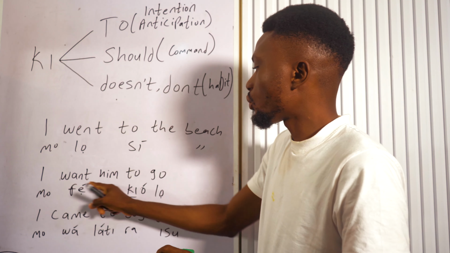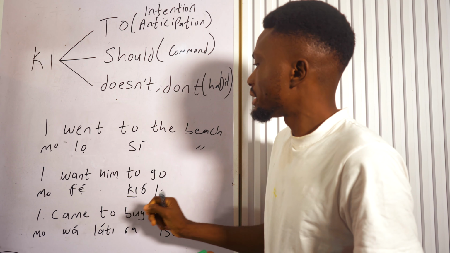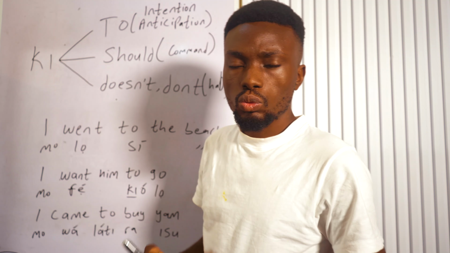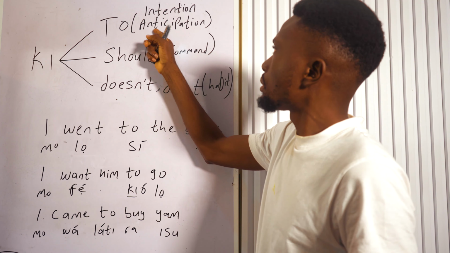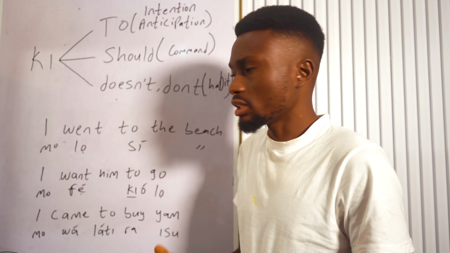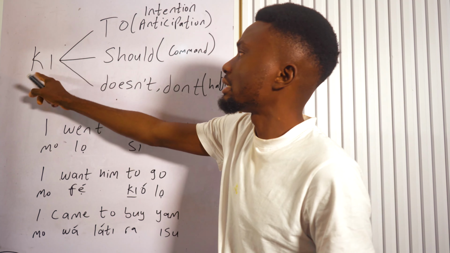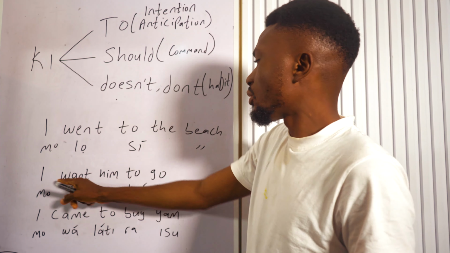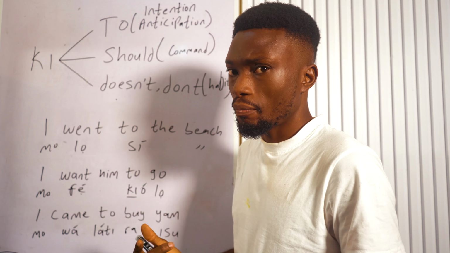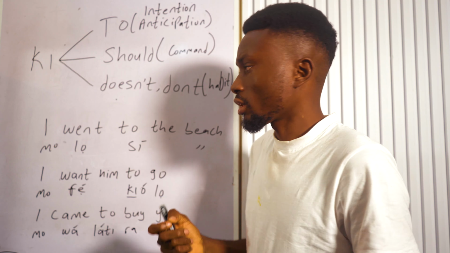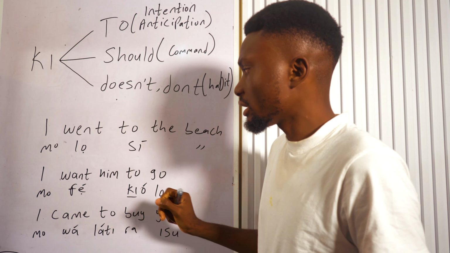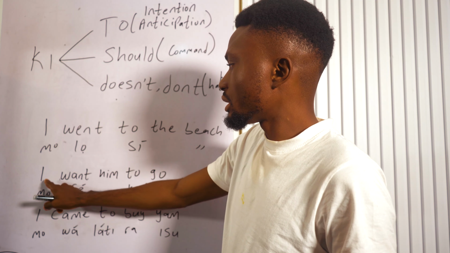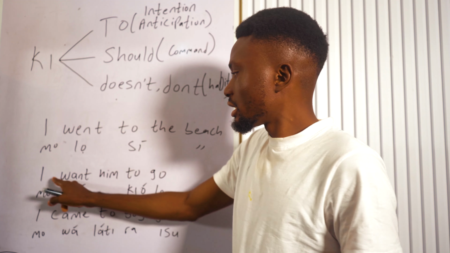But another one, I want him to go. So this "to" is majorly used to capture intention, something you intend, and then also maybe what you anticipate. That's what is used to capture this "kí". Whenever you see a "to" in English that is about revealing intention, like I want him to go, you are revealing an intention, and you are also revealing an anticipation. But of course, you need to know that for it to be "kí", it will not be a direct statement.